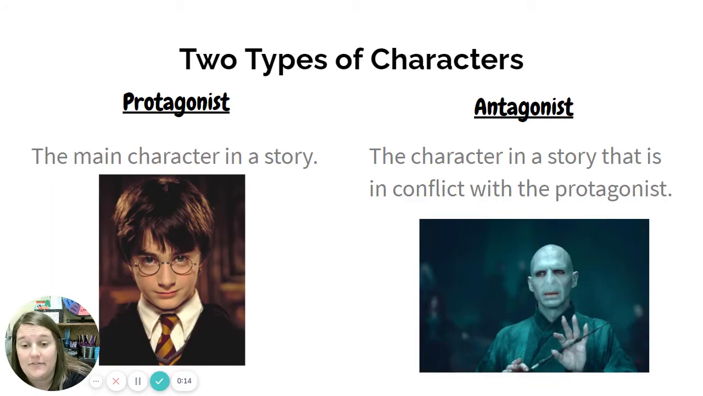All right, so first off, we have two types of characters that we're going to talk about today. We have our protagonist and our antagonist. The protagonist is always going to be the main character of the story. They're usually fighting for the good side, okay, is how we would characterize them. And then the antagonist is the character who has a conflict with the protagonist. So in Harry Potter, obviously Harry Potter is the main character, where Voldemort is the antagonist. He's the one that's always kind of after Harry Potter.